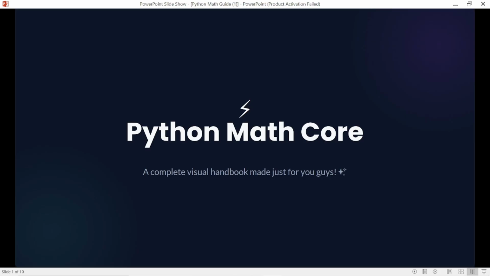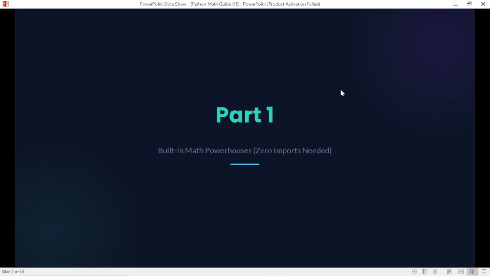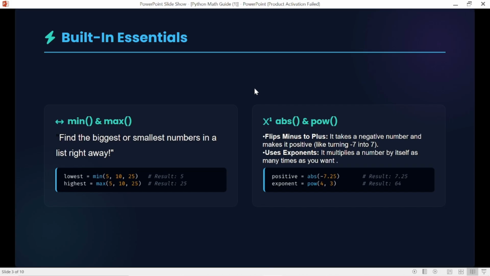Today we are going to learn Python math. In this topic we are going to cover two parts. Part 1 is the built-in functions of math in Python, for which we require zero imports. So let's start. Here are some built-in methods for Python math.